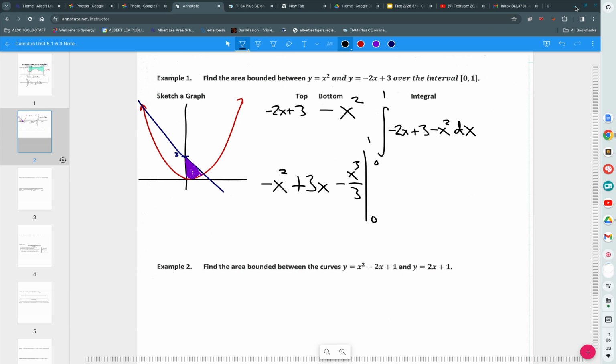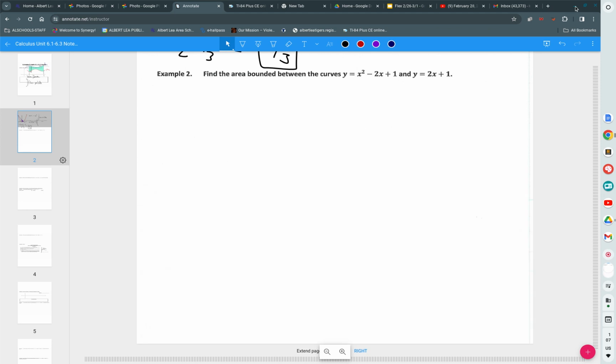When I plug in 1, I get negative 1. I have plus 3. And I have minus 1/3. Negative 1 plus 3 is 2. Then minus 1/3. Or 6/3 minus 1/3 is, in fact, 5/3. So the exact area of the purple is 5/3. Not too bad, huh? Okay. It definitely gets a little bit more complex as we move along. Trust me. But this is kind of the basis of the first piece.